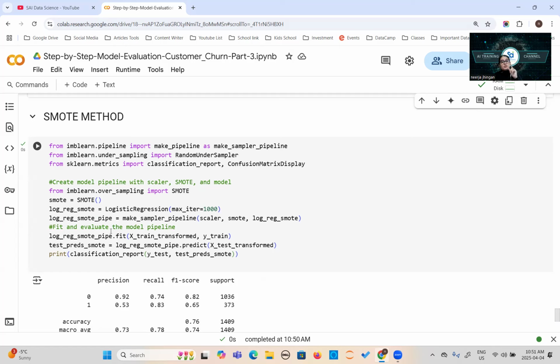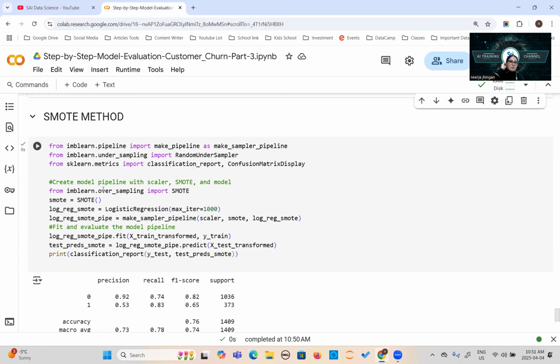And mind it, SMOTE is only and only implemented onto the train data. We never implement it or fit it onto the test data, otherwise there will be data leakage. Don't try to fit or use it on the test data, only for train data. Keep in your mind, this is the key point.